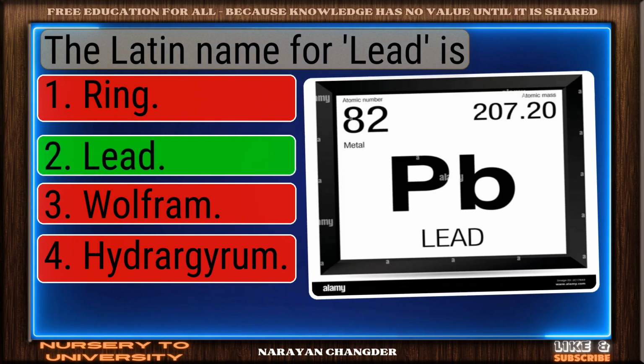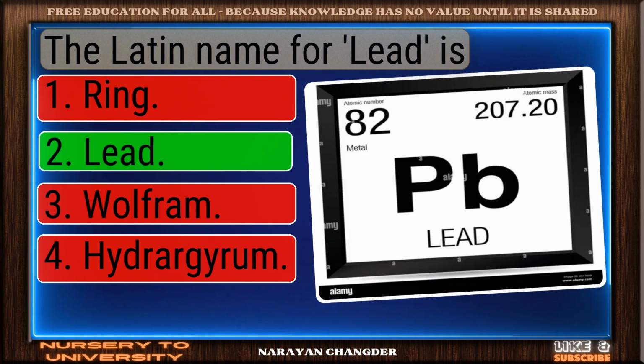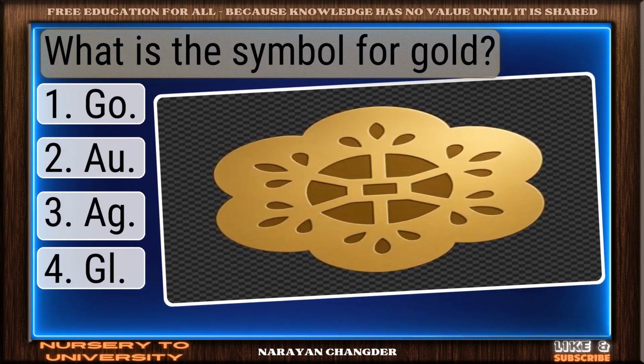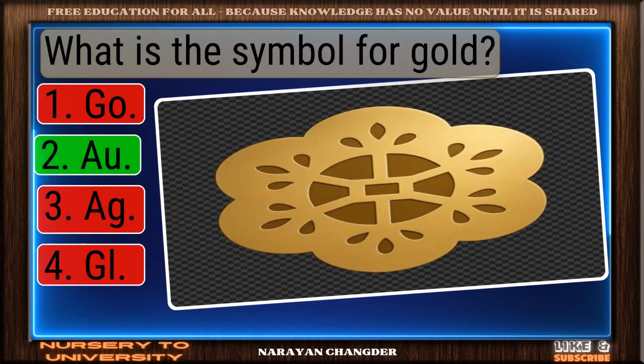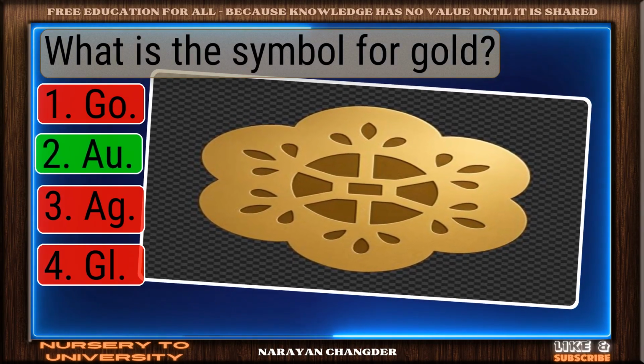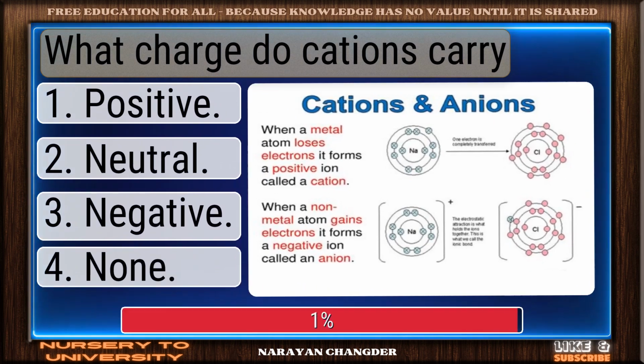Clear logic. Your choice, plumbum, is sound and 100% true. Question number 250. What is the symbol for gold? Right choice. Au is the best answer. Question number 251. What charge do cations carry?